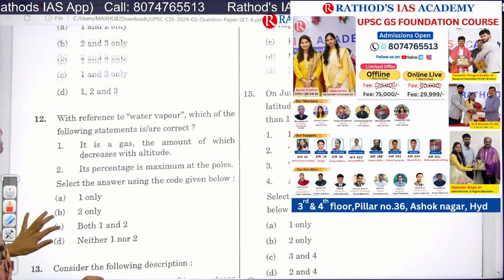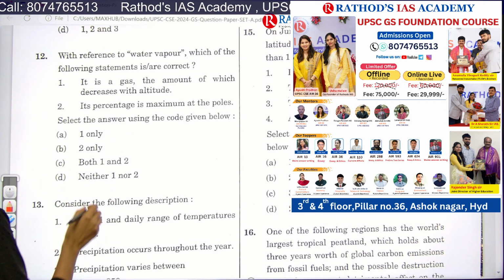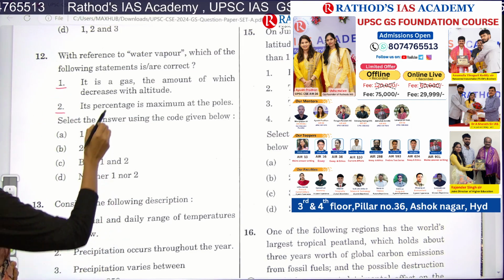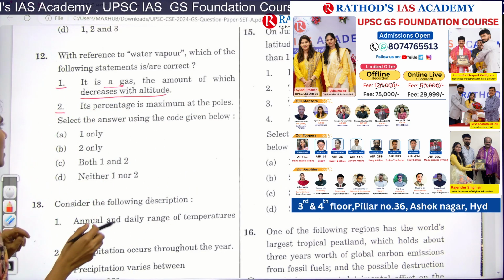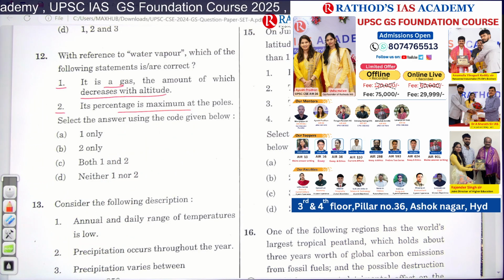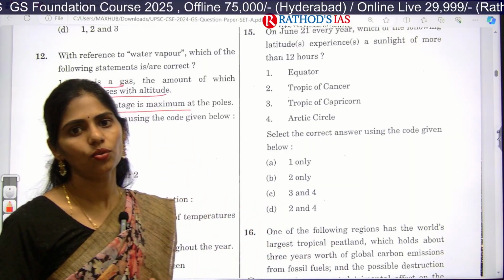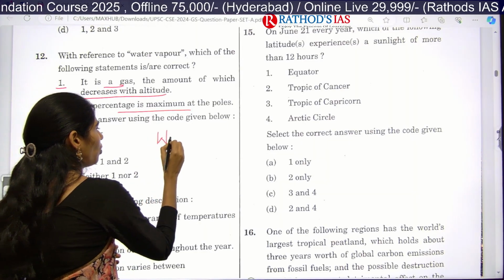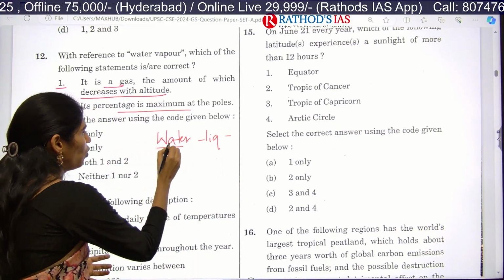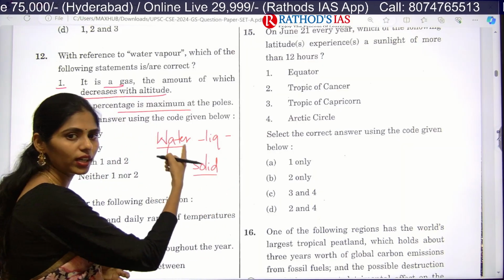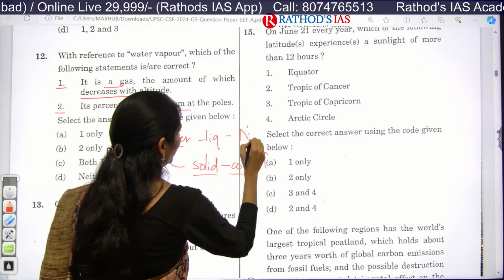And next one is with reference to water vapor, which of the following statements is or are correct? They gave 2 statements. First, it is a gas, the amount of which decreases with altitude. And second, its percentage is maximum at poles. Here you need to know about the states of matter. We have solid state, liquid state and vapor state. If you take water, water is liquid at normal temperature, and water will be solid, converting into ice, whenever there is a cold atmosphere.